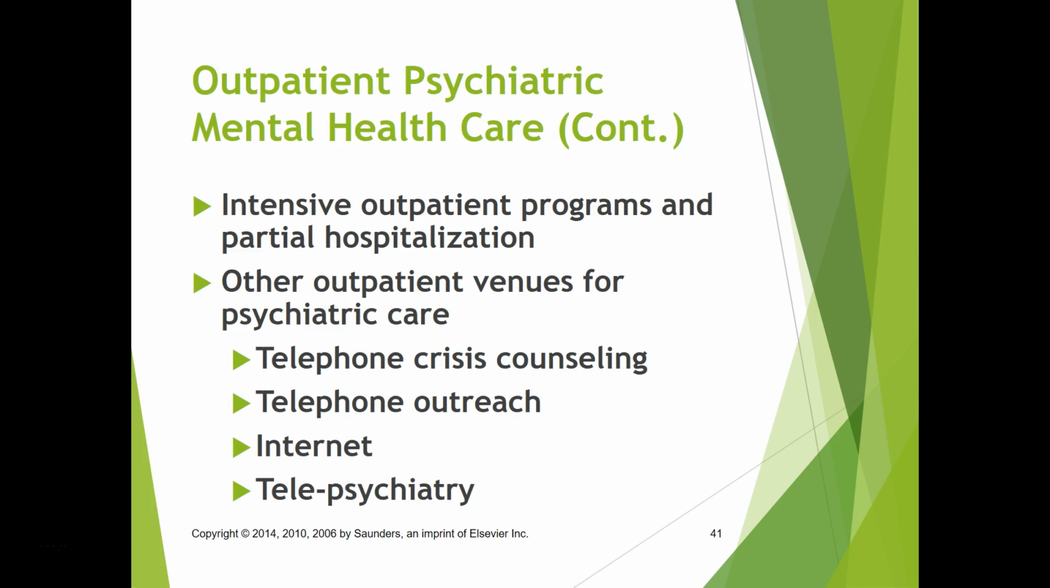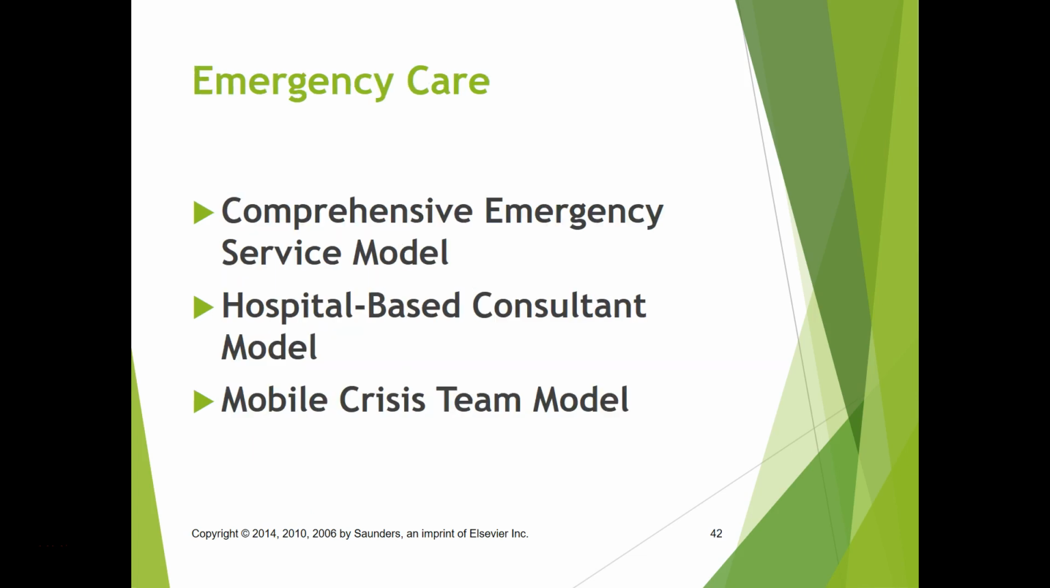So it is nice to have that little bit of separating those out, because some people may just have a mental health issue, but they don't have the substance abuse issues, and so those can be dealt with in a separate type of program. There are other outpatient venues for psychiatric care, and again, these may or may not always be available in all of our communities, but just things to be aware of. Telephone crisis counseling, telephone outreach, certainly over the internet. There are many different ways to be connected with resources, and of course, telepsychiatry.